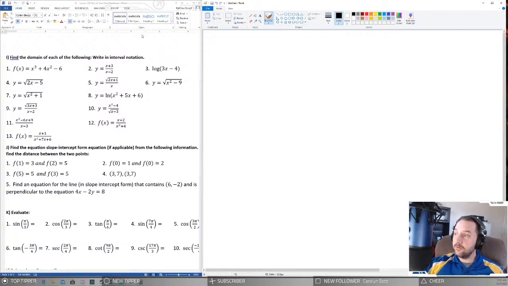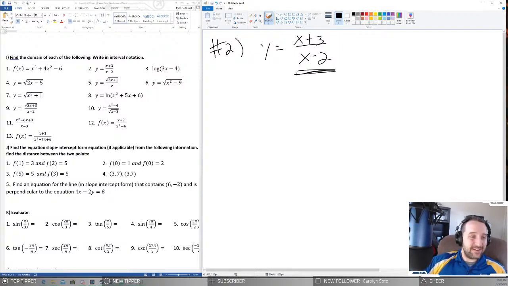But on number 2, I have y equals x plus 3 over x minus 2. I have this x in the denominator. I can't have an x in the denominator. If I divide by 0 somehow, that's a domain restriction. It's undefined.